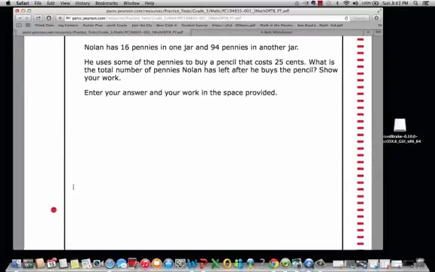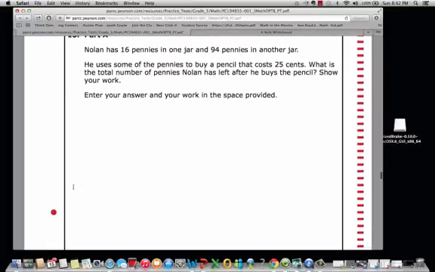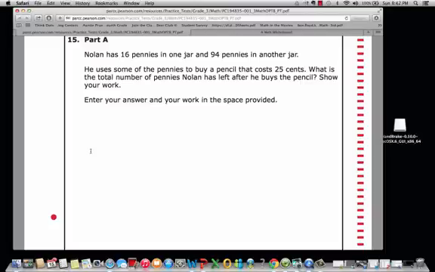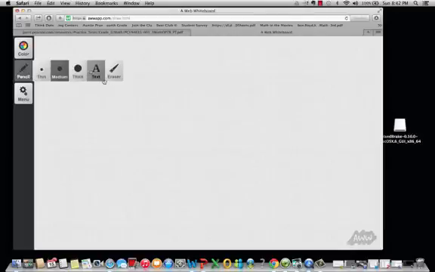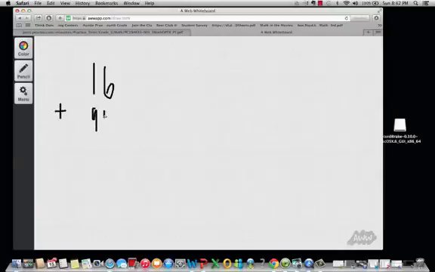Nolan has 16 pennies in one jar and 94 pennies in another jar. He uses some of the pennies to buy a pencil that costs 25 cents. What is the total number of pennies he has left after he buys the pencil? Show your work. You needed to first add 16 and 94 to figure out how many you started with. Even if you think you did this in your head, some of you goofed because you forgot about carrying the 1 from the 6 and 4 being 10. But please write it out, even if you think you can do it in your head.